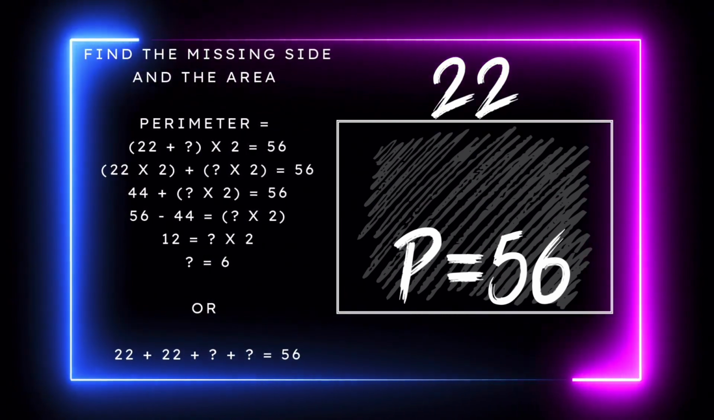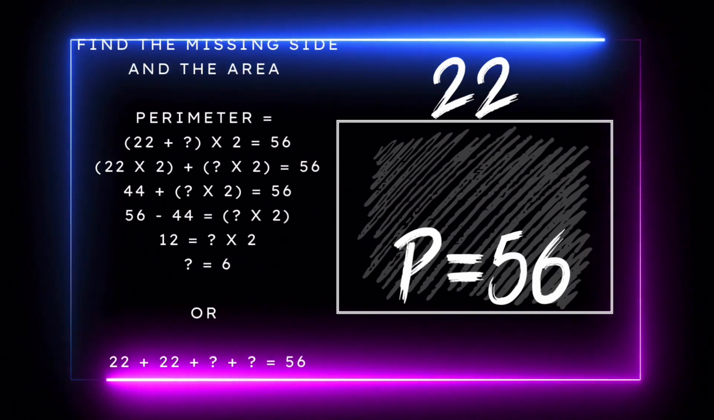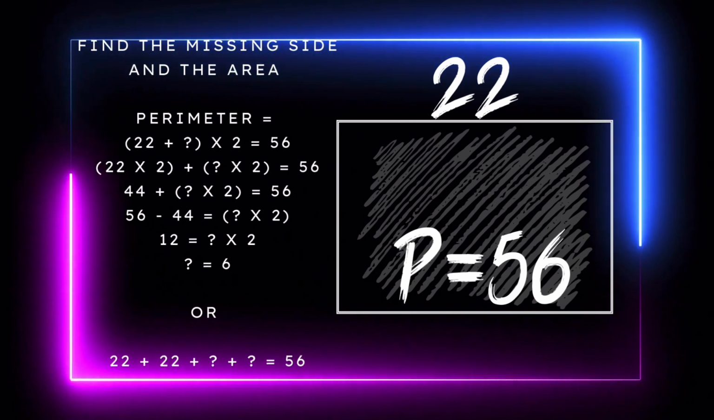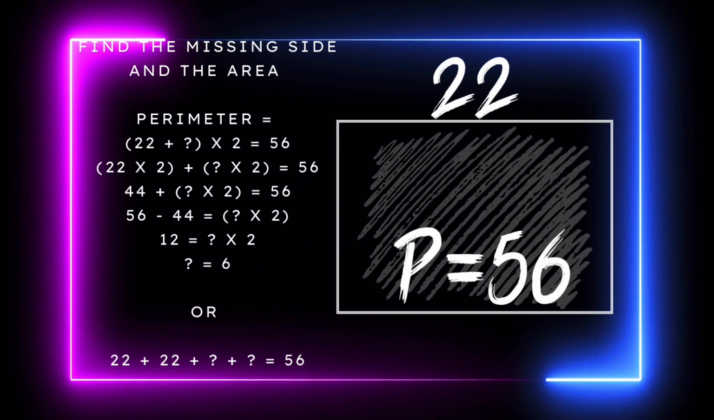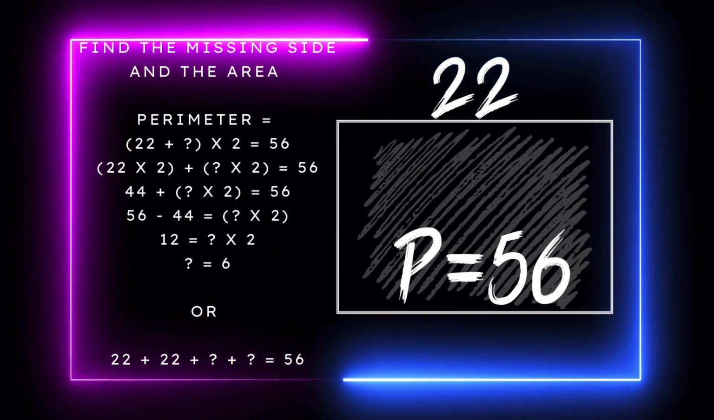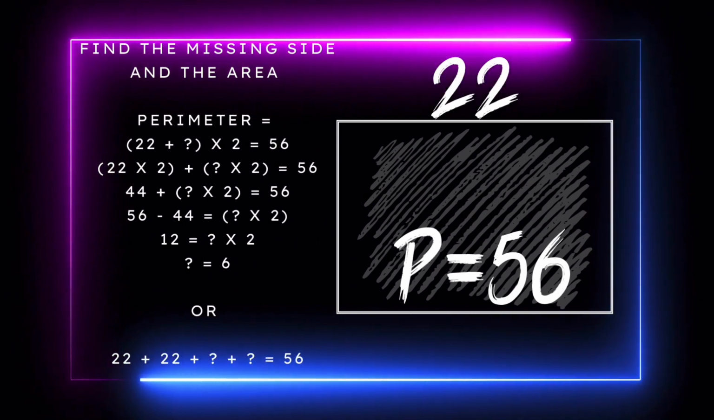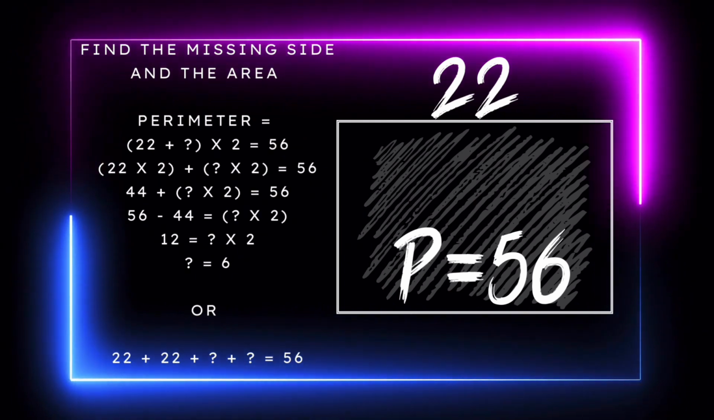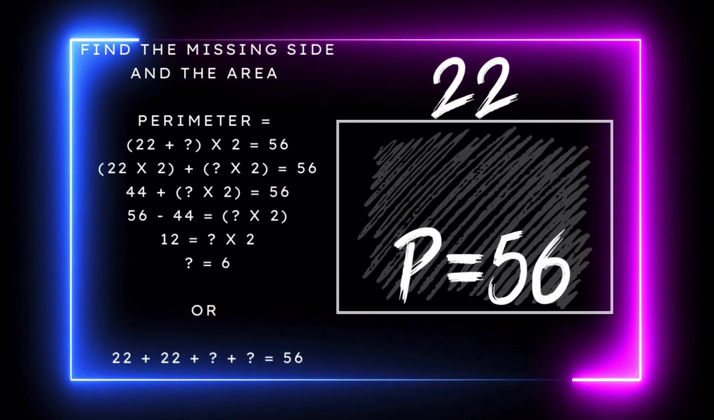So if we are doing the length plus width times 2, we're going to break it down by 22 plus something times 2 equals 56. And we can do the distributive property. So if 22 plus something times 2 equals 56, that's the same as 22 times 2 plus something times 2 equals 56. Well, 22 times 2 is 44. So 44 plus something times 2 equals 56. So then we just know that 56 minus 44 is the same as something times 2.